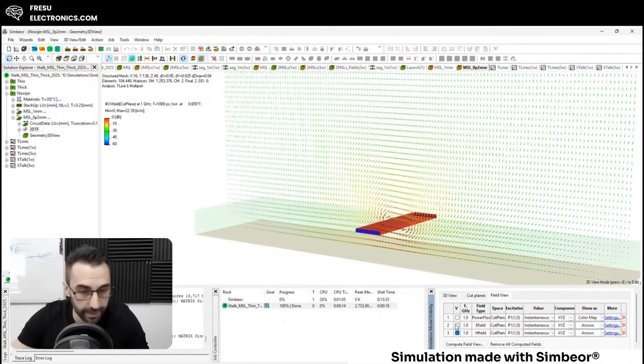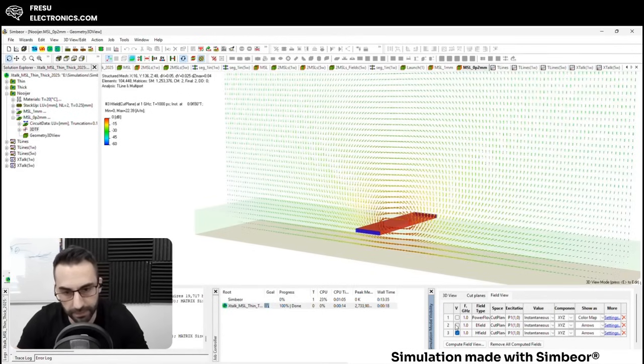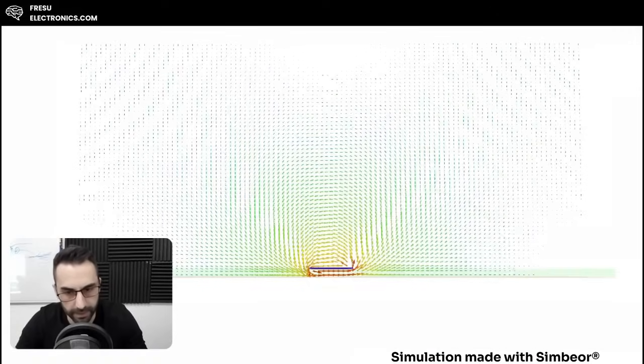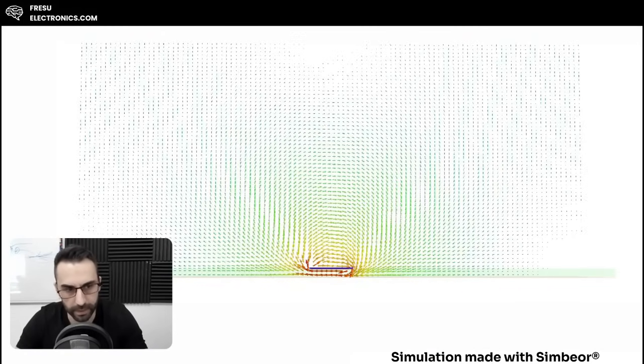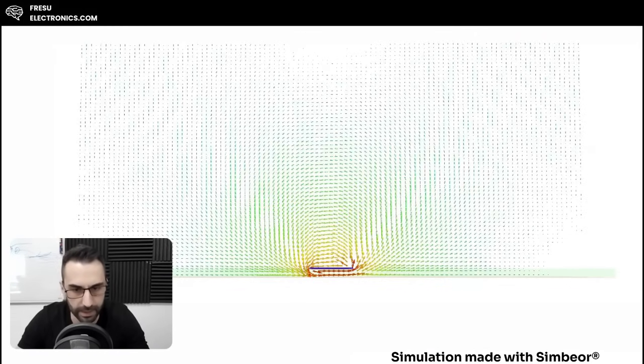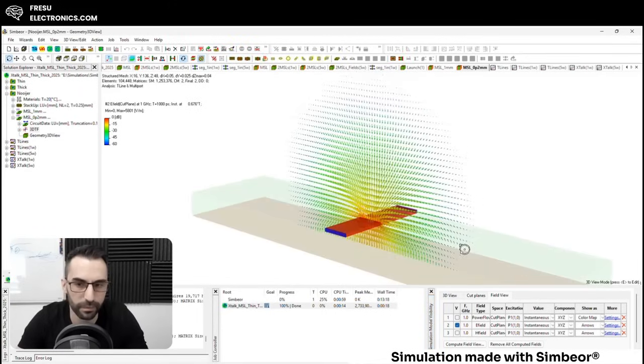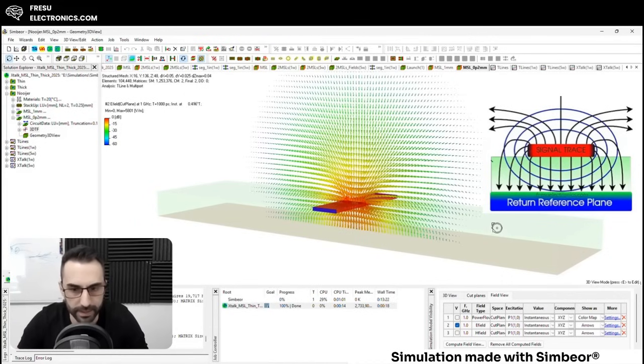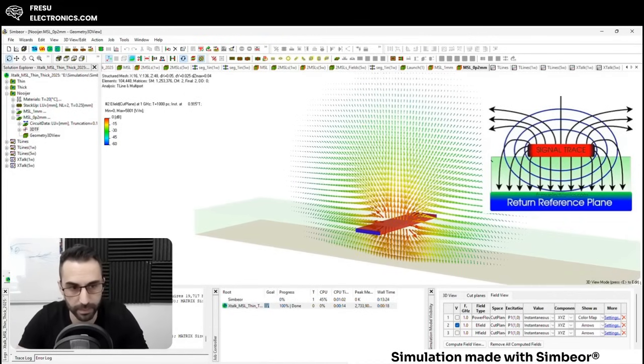Then we have also the magnetic field. You can see how the magnetic fields encircle this signal layer conductor, first in one direction and then in the other direction as the polarity of the signal changes. This simulation helps you visualize the picture here, which shows what happens when the signal is propagating through the printed circuit board.